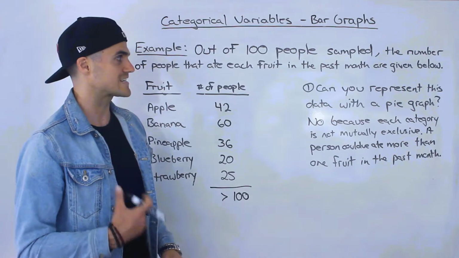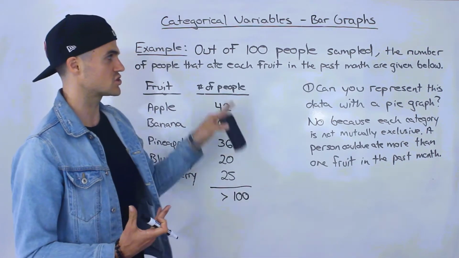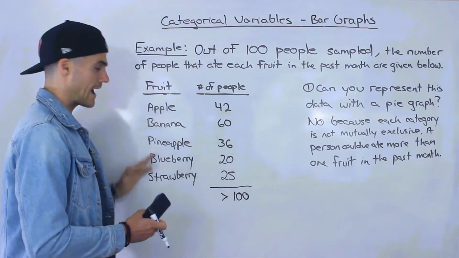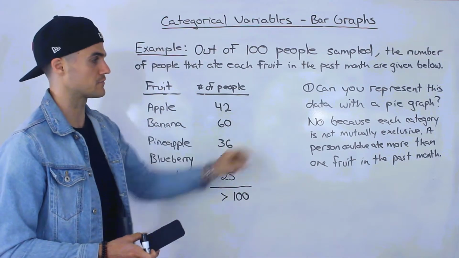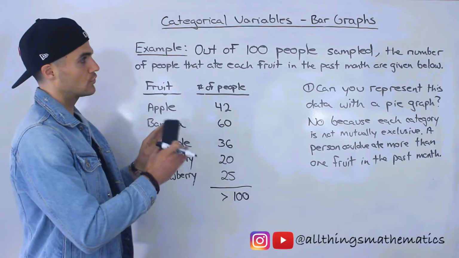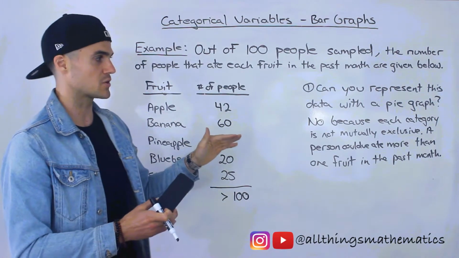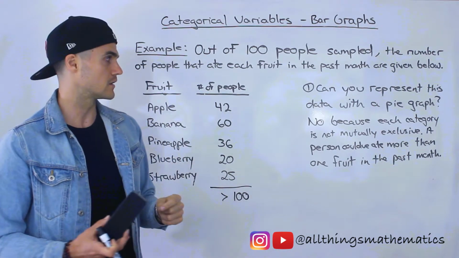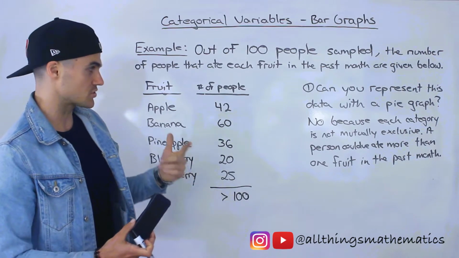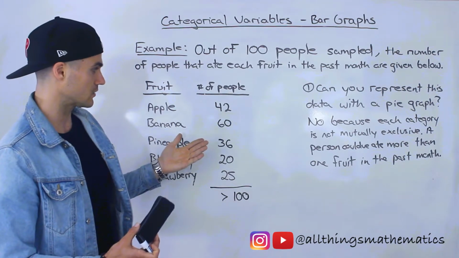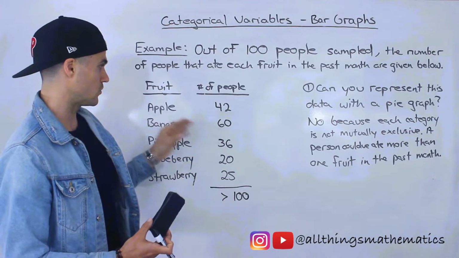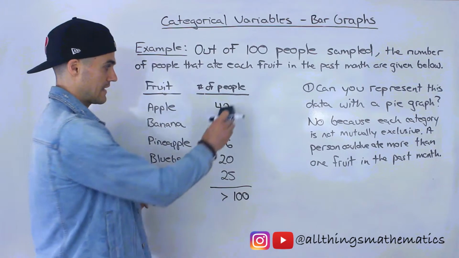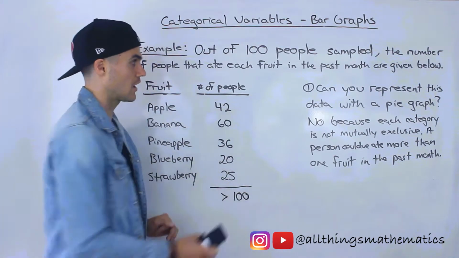Now, how can we make a similar example? Let's change the scenario slightly so that each of these categories is mutually exclusive. Maybe we could say out of 100 people sampled, we asked each person what is their one favorite fruit. They could only pick one fruit to be their favorite. Then each person is going to pick one fruit, and so these categories are going to be mutually exclusive. And then these numbers would add up to 100.